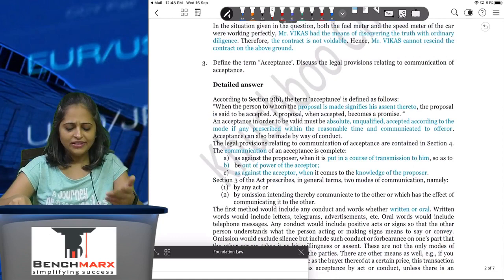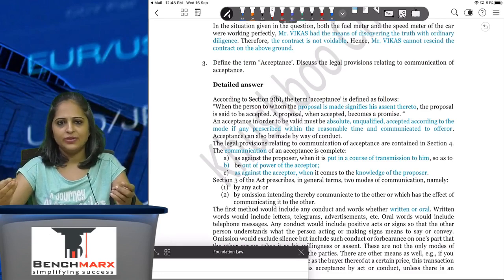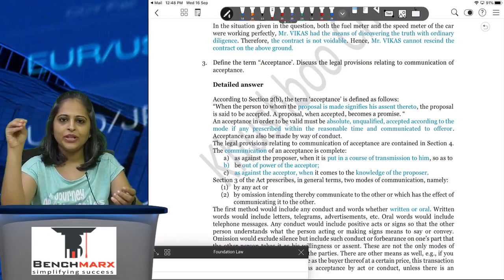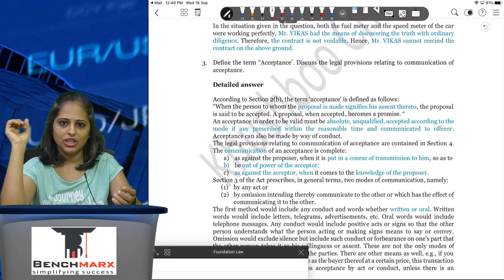Third, define the term acceptance and discuss the legal provisions relating to communication of acceptance. Acceptance is the first thing that we study when we are doing the Indian Contract Act. When you are making a proposal and you receive an assent to that proposal, it will amount to acceptance. When is the communication of acceptance happening? When the acceptor puts the acceptance in a form in which he cannot take it back, if he has put it in post, then he cannot take it back, and hence it is said that the communication has happened.